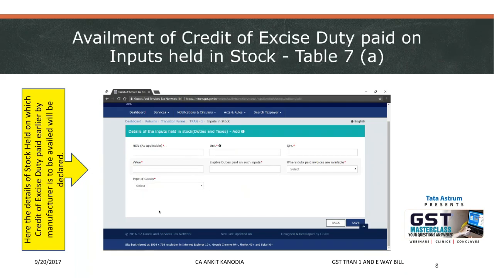Next, we come to serial number 7. This particular scheme is in respect to serial number 7 of the TRAN 1 form. So TRAN 1 serial number 7 basically deals with 140 subsection 3. As per section 140 subsection 3, what we have already discussed in our earlier sessions, it is a section wherein your product was exempted under the old law and under the GST, the same has become taxable.